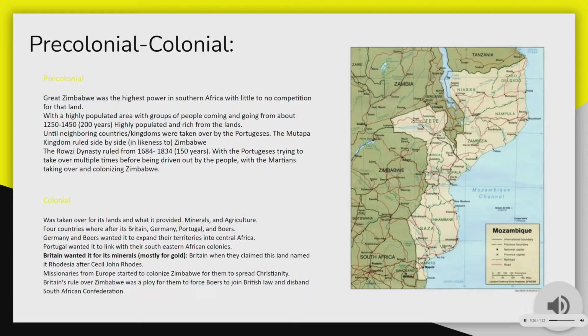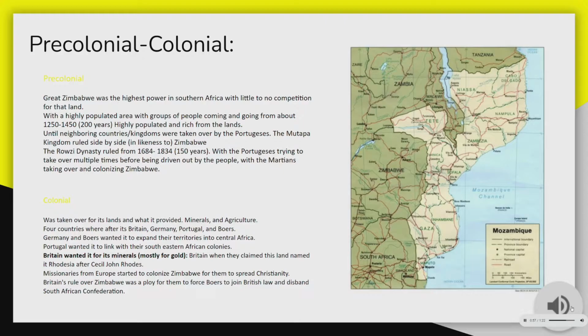The Mutapa kingdom ruled side by side with Zimbabwe. The Rozvi dynasty ruled for 150 years from the late 1600s to the early 19th century. With multiple invasion attempts from the Portuguese, the British finally took over and began colonizing Zimbabwe. In 1888, Great Britain began colonizing Zimbabwe for the next 100 years. This would begin the colonial era.